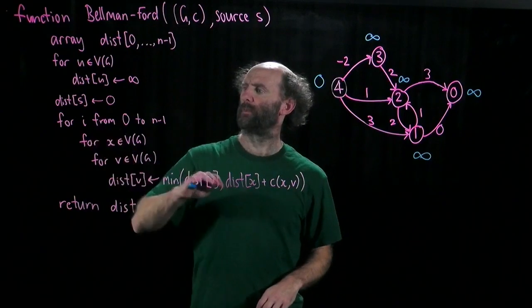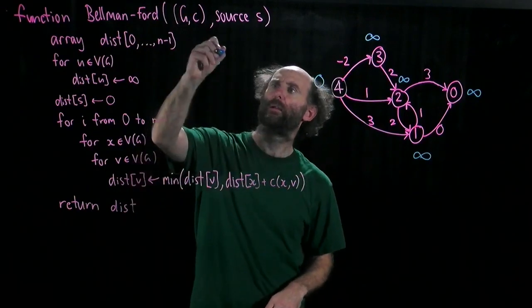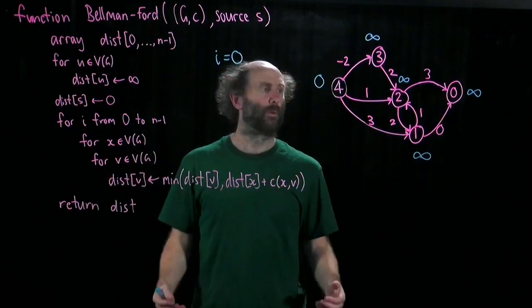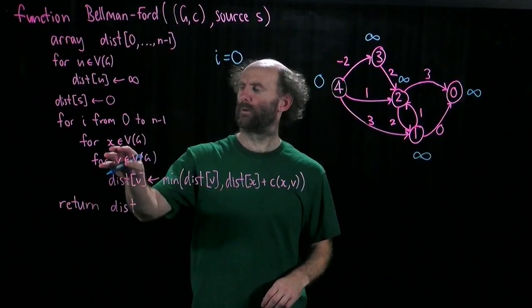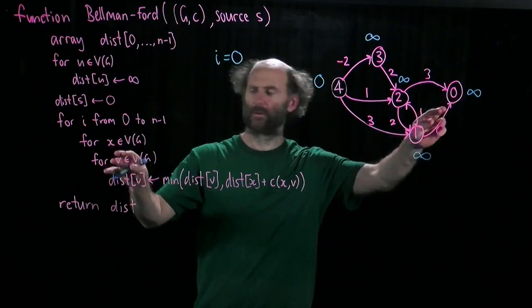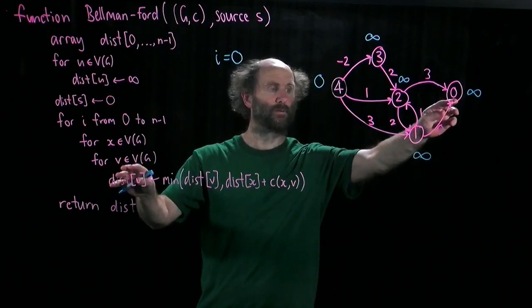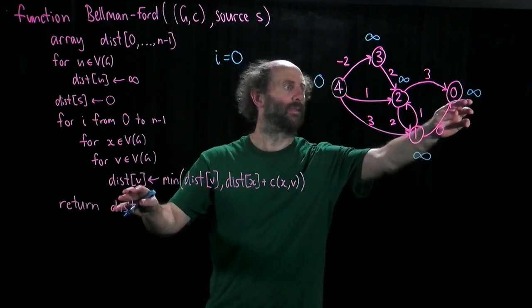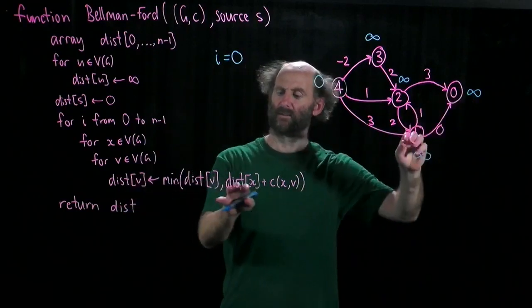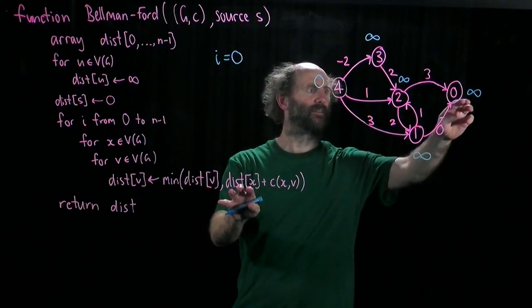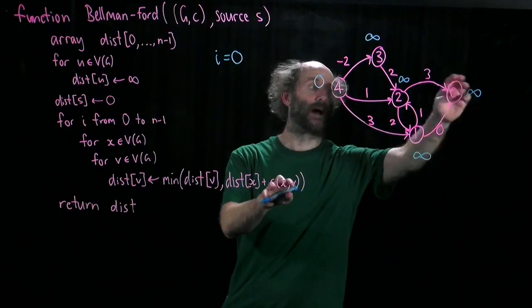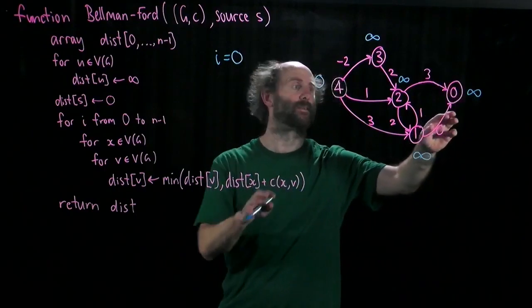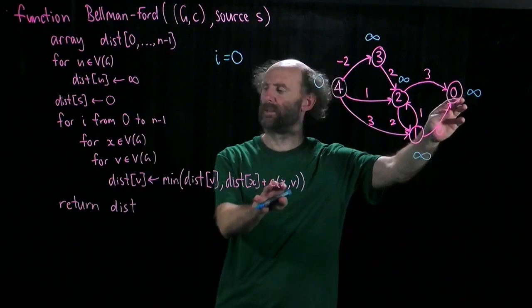Okay, so we're up here at the top. We set i equals 0. So we're processing our nodes in the order 0, 1, 2, 3, 4. So x is 0 and v is also 0. Can we update this infinity by considering the distance here, which is infinity, plus the cost of an arc that doesn't exist? So clearly we can't make any update there.